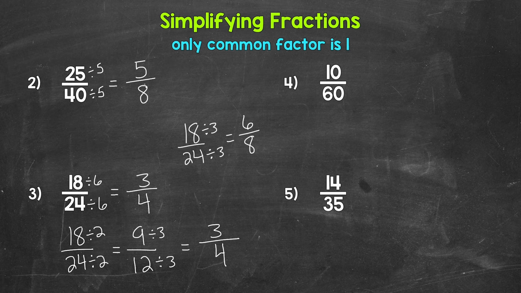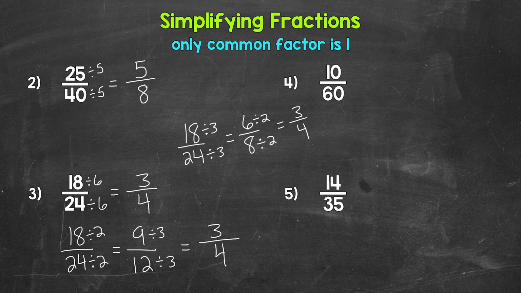We have a common factor of 2 that we can divide by. So divide 6 and 8 by 2. 6 divided by 2 gives us 3, and 8 divided by 2 gives us 4. So we get 3/4 that way as well. So a few different paths there to get to that simplified fraction of 3/4.